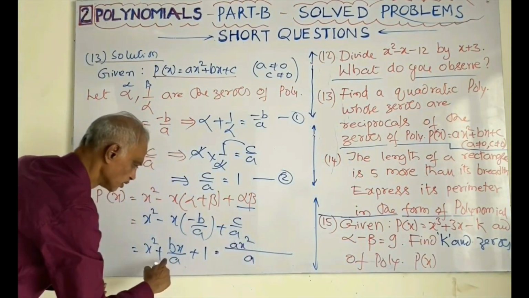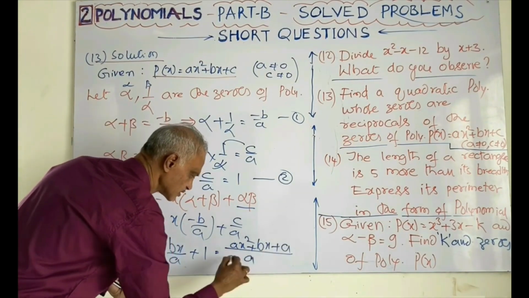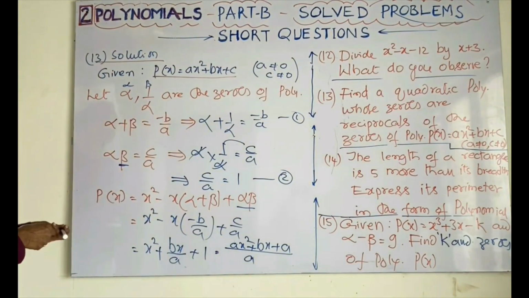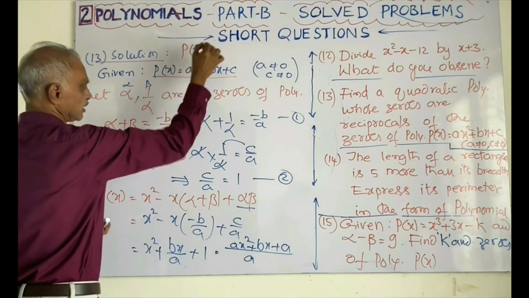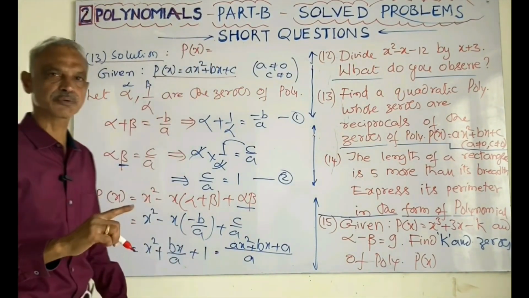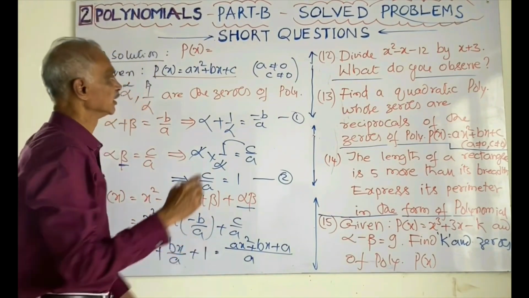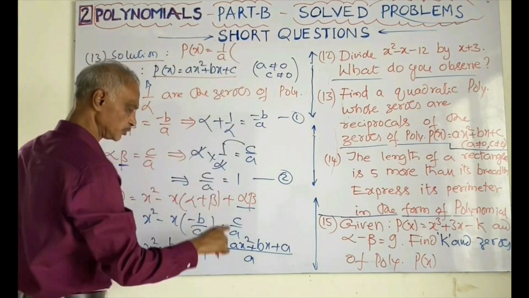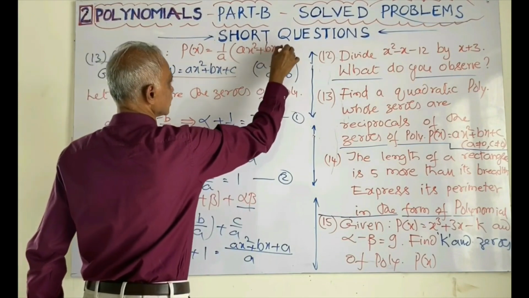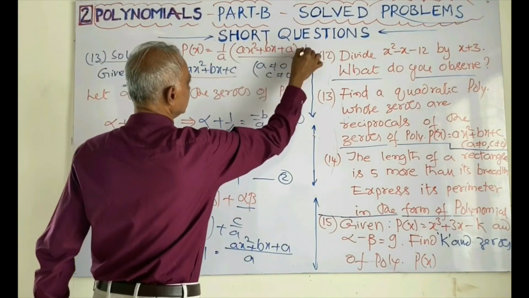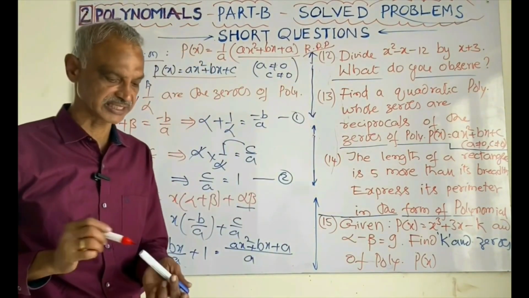Ax square plus bx plus a. This is the required quadratic polynomial P of x. What is the required quadratic polynomial when the zeros are reciprocals of each other? 1 by a into ax square plus bx plus a. This is the required quadratic polynomial when zeros are reciprocals to each other.